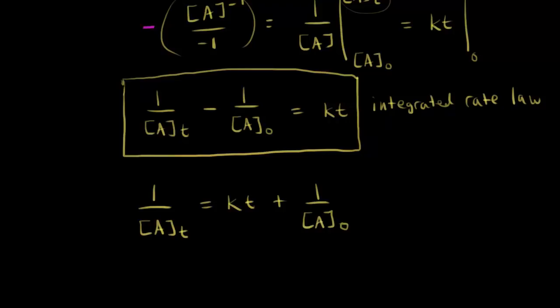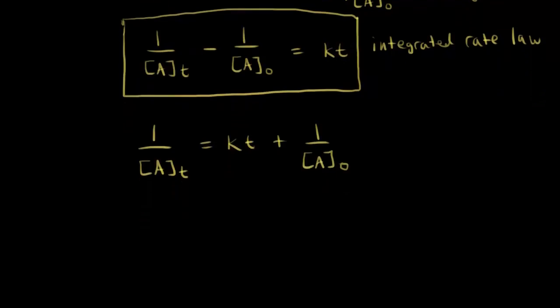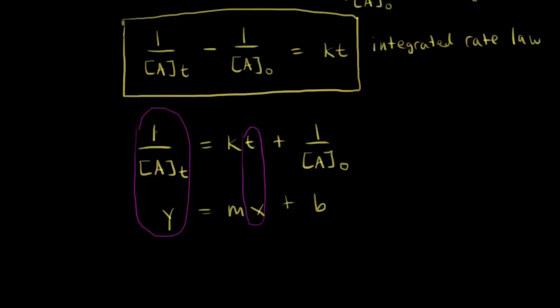And now this looks very familiar, right? This is the equation for a straight line. We can see that this would be y is equal to mx plus b. So if you're graphing time on your x-axis, and on your y-axis you have 1 over the concentration of A, you're going to get a straight line. And the slope of that straight line, which is m, should be k, your rate constant. And the y-intercept, which is b, should be 1 over the initial concentration of A.